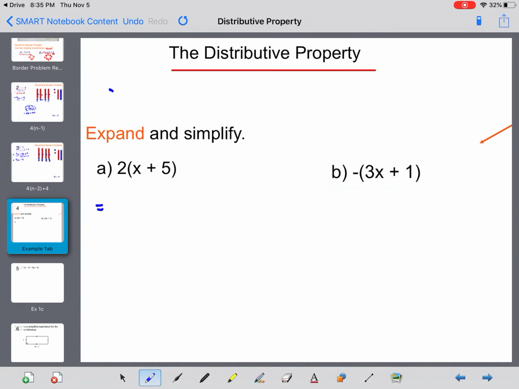So for this one, just like we just saw, we can multiply. What it means is 2 copies of x plus 5. So you could think of it that way and kind of think of the algebra tile way, or we can multiply 2 times x, which is 2x, and then 2 times 5, which is 10. And that's all there is to it.